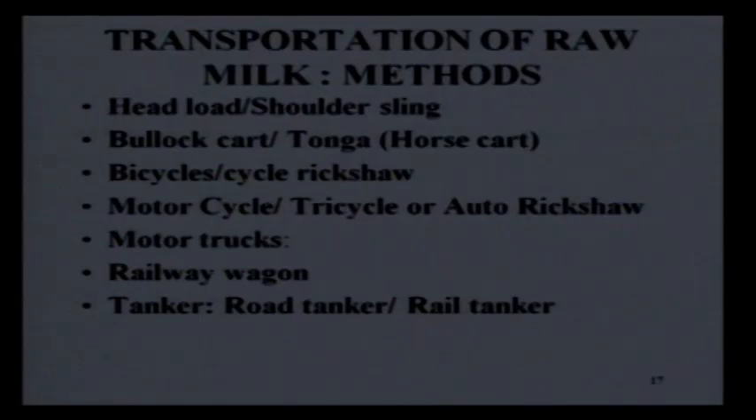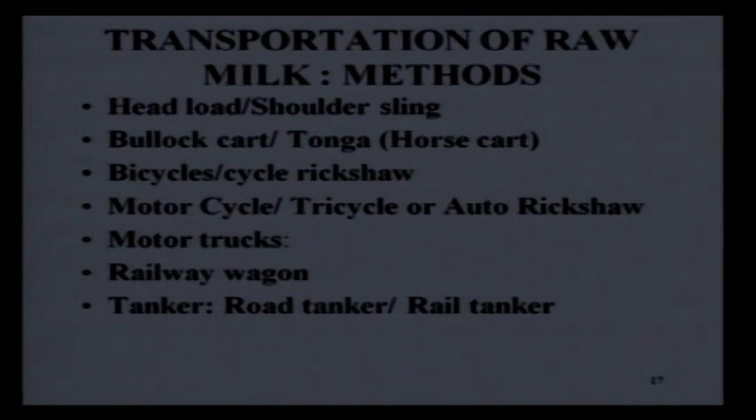Now what are the different methods for transportation? The different methods, as you know, the simple is somewhat older method, but still it exists in the small places in villages. The head load or shoulder sling, that the farmers will carry the milk itself. Then bullock cart or tonga, we can transport the milk, say around 10 cans, 20 cans we can carry. Similarly, bicycles, cycle rickshaw is there.